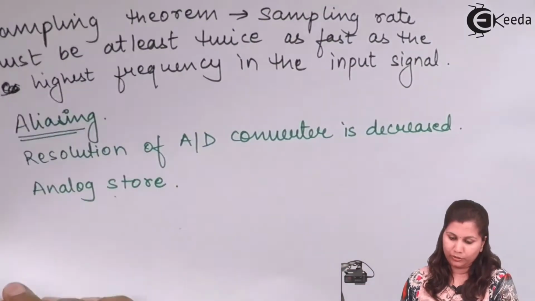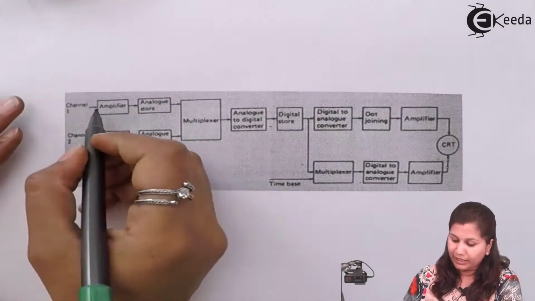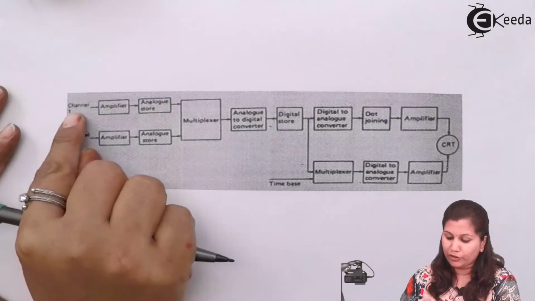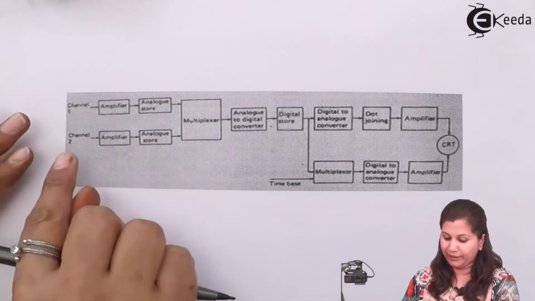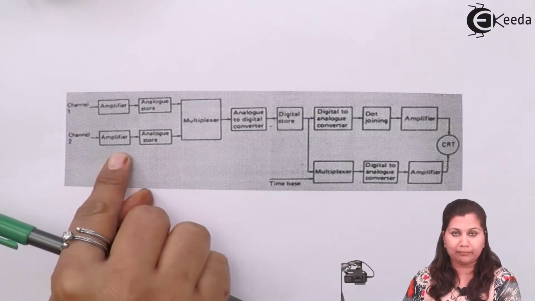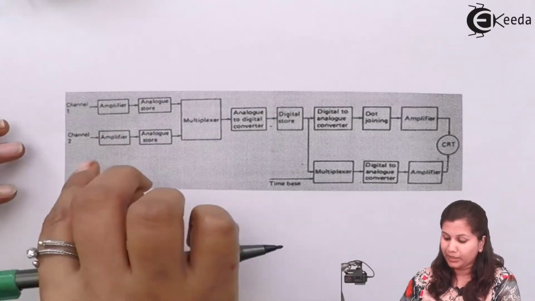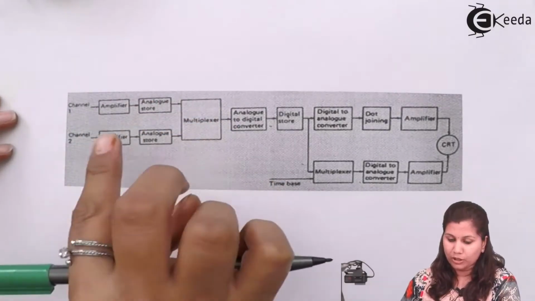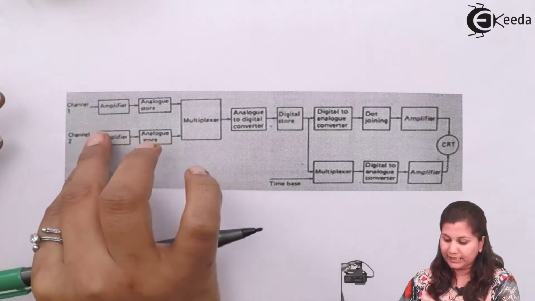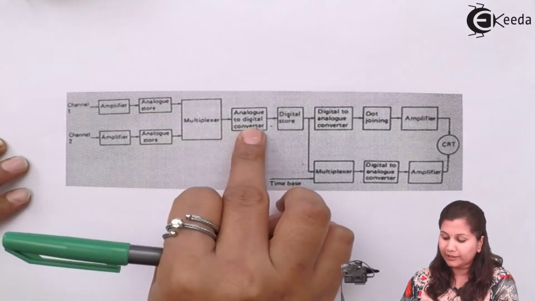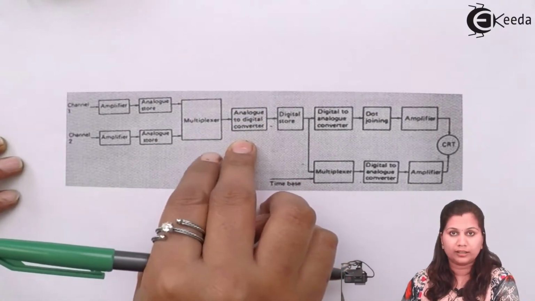So the modification done in the block diagram will be like this. Here we have channel 1 and channel 2, two input signals. For channel 1 and channel 2, we have separate amplifiers. After that, we have an analog store. These signals, after amplification, will be stored in the analog store. After that, they will be given to the analog to digital converter.